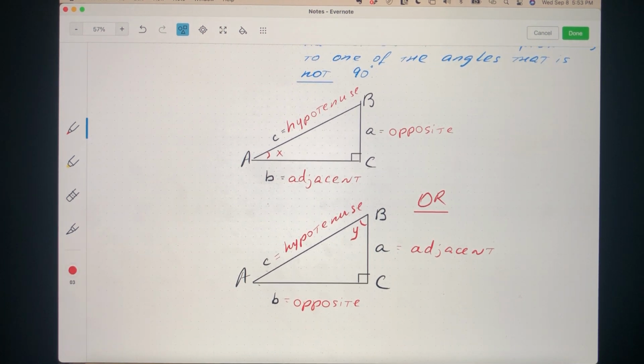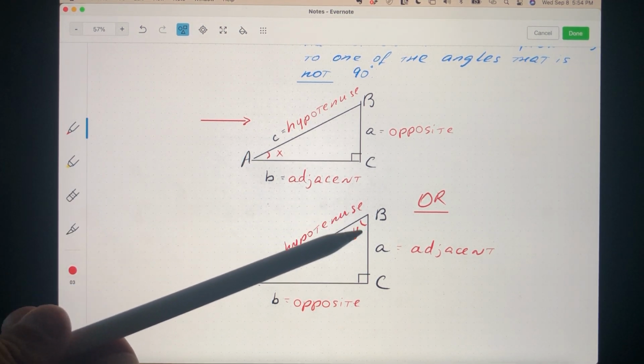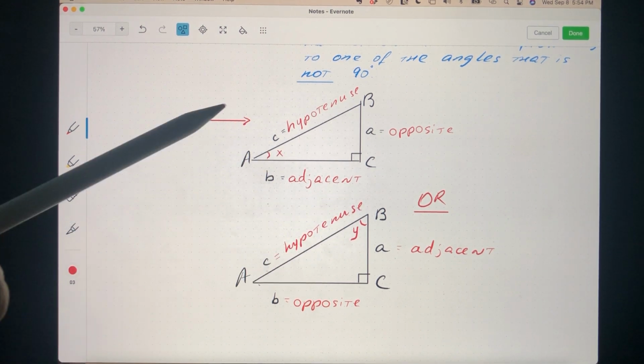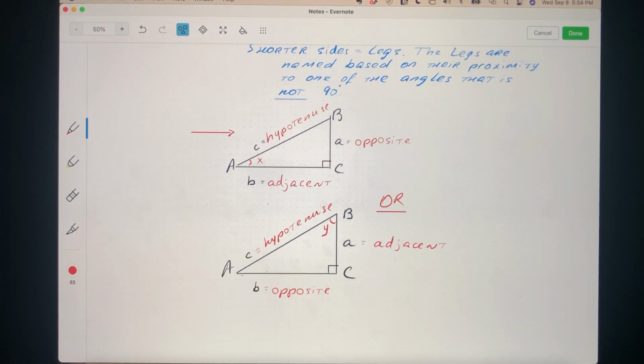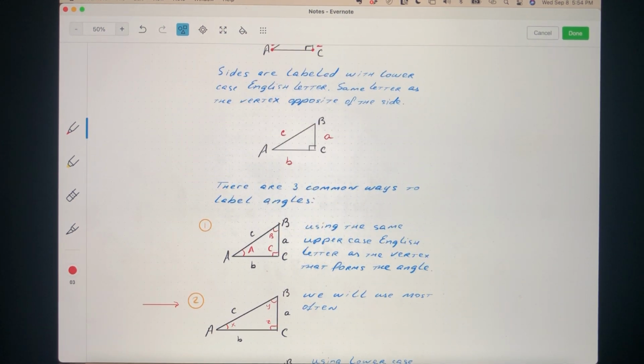And this is the common way to label the triangle. We will most of the time spend with this triangle, but sometimes, especially in physics, we will be using this version more than this. But that's how to label a triangle and how to name all the sides, the angles, and the vertices.